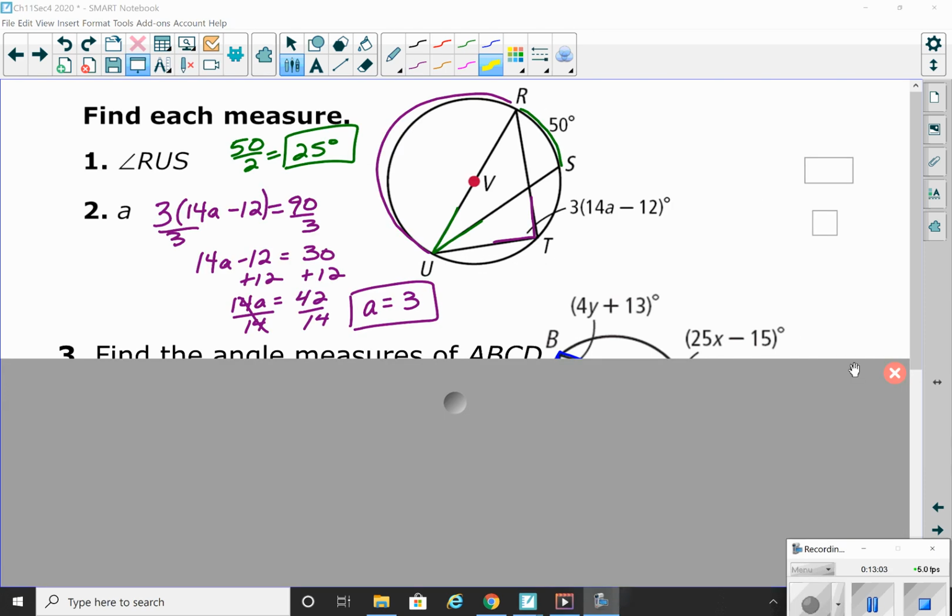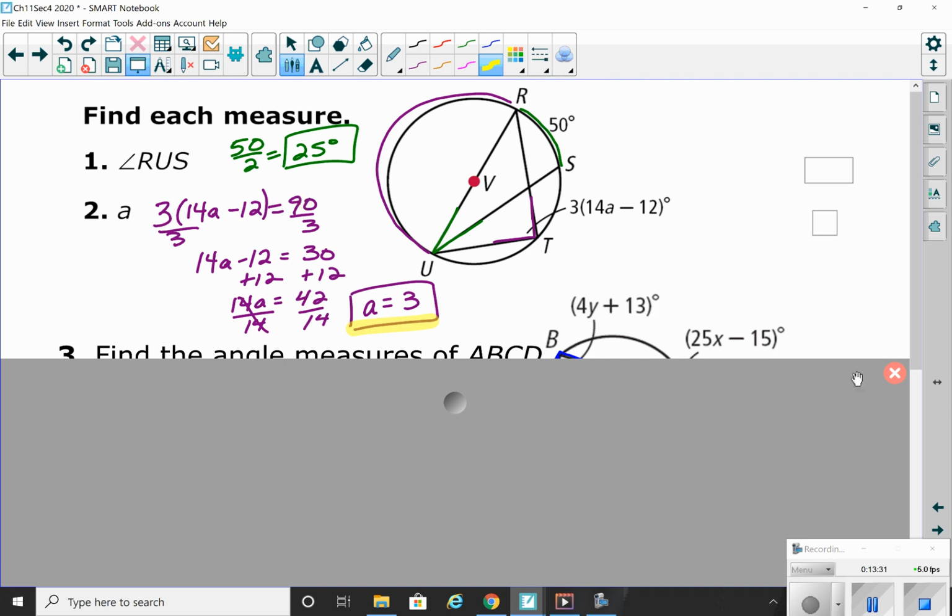So in the first one, angle RUS, that's my green angle right there. It's across from the arc that's 50, so half of 50 is 25, super easy. In number 2, we're solving for A. This angle is across from this arc. So I set that equal to 90 because I can tell that RU is a diameter. It goes through the center. So I know that angle equals 90. So I solved that equation for A and got A is 3.